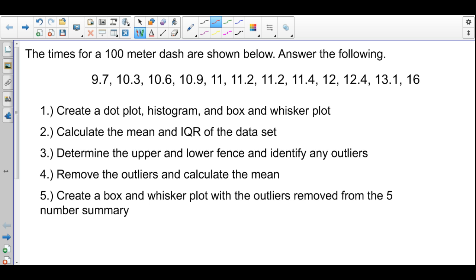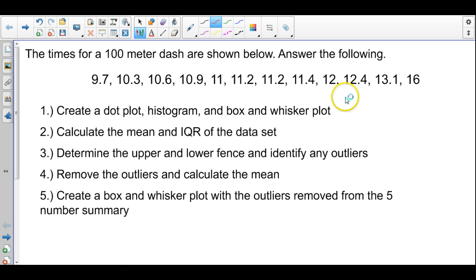We're going to determine the upper and lower fence of the data, which will help us identify what the outliers are, if there are any. And then for numbers 4 and 5, it says we're going to remove the outliers and then calculate the mean to see what happens to the mean and how it's affected by the outliers. And then lastly, we're going to modify our box and whisker plot from question 1, and we're going to remove the outliers from that 5-number summary. So a lot of work. This stuff is already ordered in least to greatest, so we'll just get going putting this in the calculator.